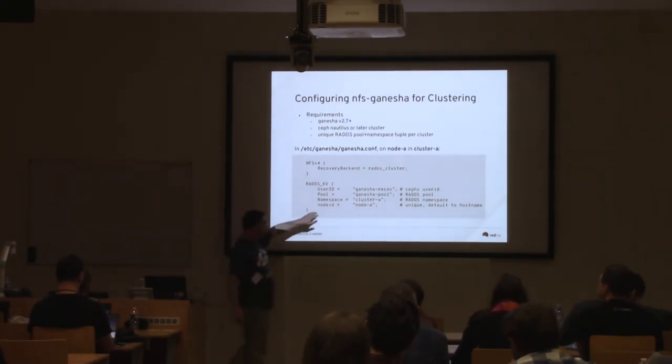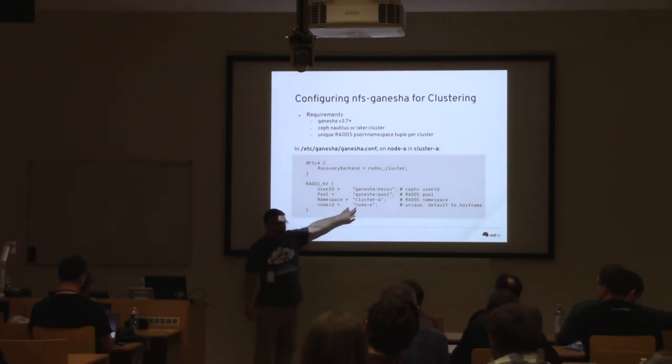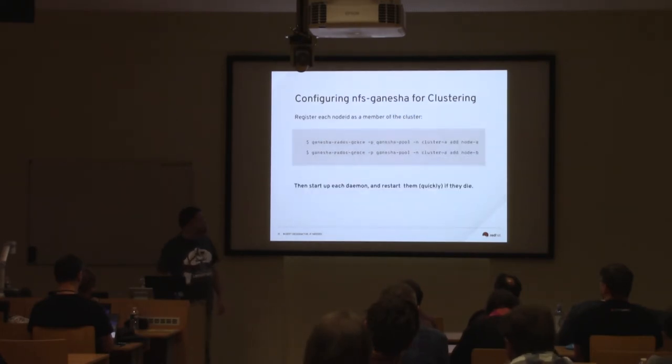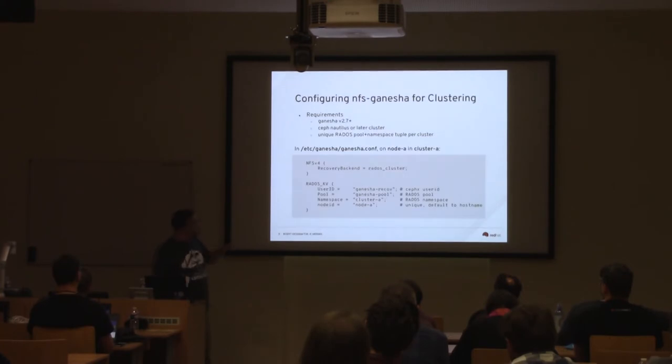The node ID in particular is a pretty important thing. This needs to be unique on each node in the cluster. If you have collisions there, that could be very problematic. And then once you set up the config file in each Ganesha node, beyond this you would also have export blocks, probably for exporting Ceph.